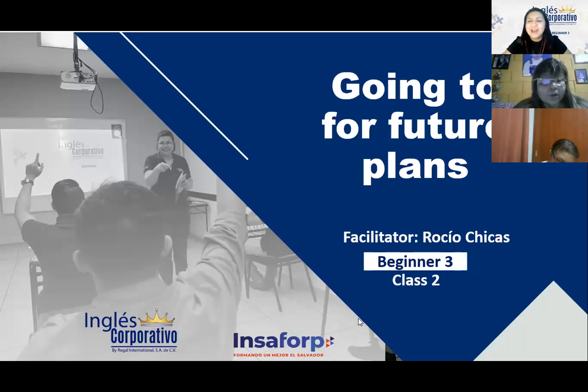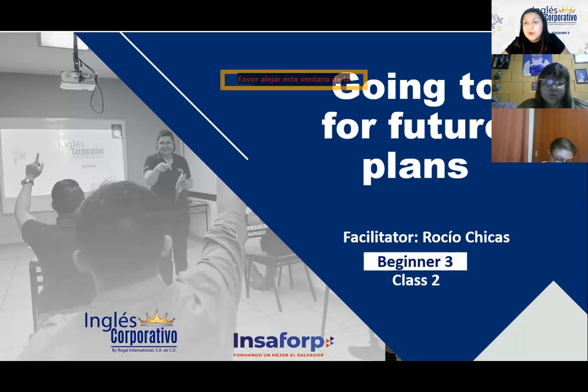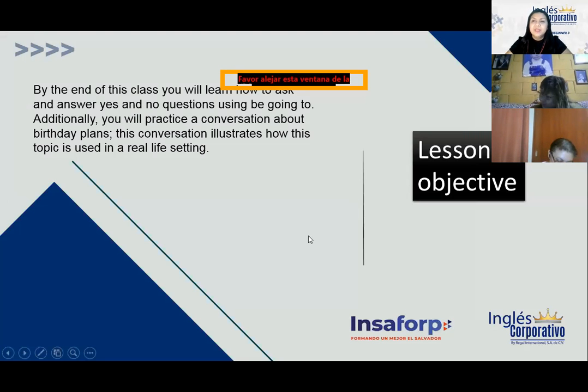Okay, so today we have this topic, going to for future plans. Yesterday we were learning about days of the week, months of the year, ordinal numbers. So we use all of them to talk about dates or the future. The lesson objective for today is that by the end of this class, you will learn how to ask and answer yes and no questions using be going to. Additionally, you will practice the conversation about weekend plans. This conversation illustrates how this topic is used in a real life setting.